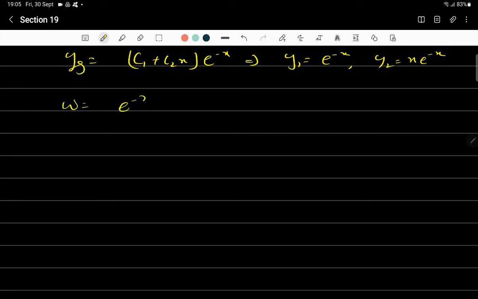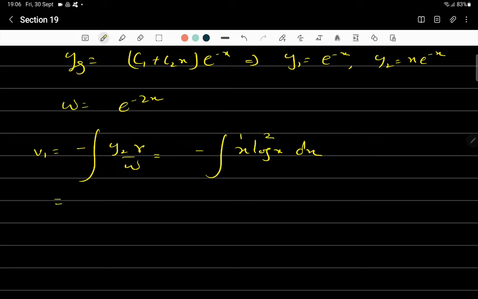If you compute it, it comes out to be e raised to the power -2x, which means my v1 is minus y2 r by W, which is minus x log x dx. So now I can consider it as first function, this as second function. So this integration would be minus outside.